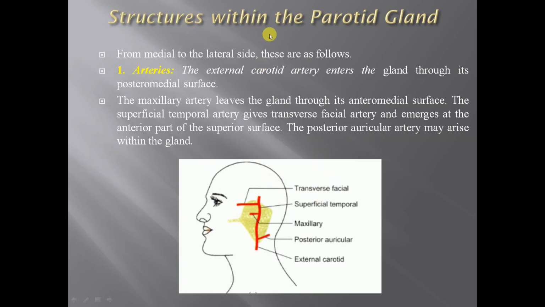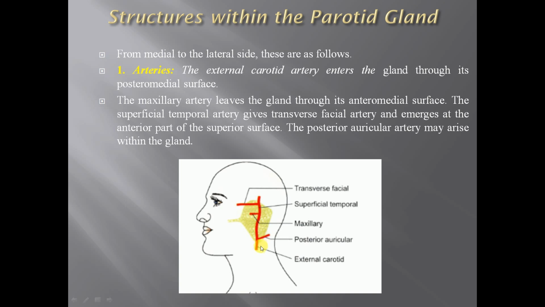Coming on to the structures within the parotid gland. The arteries, from the medial side to the lateral side. The external carotid artery enters the gland through the posteromedial surface, and the maxillary artery leaves the gland through its anteromedial surface. The superficial temporal artery gives off the transverse facial artery, which emerges at the anterior part of the superior surface, and the posterior auricular artery may arise within the gland.